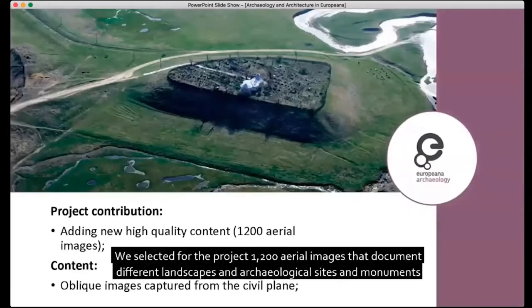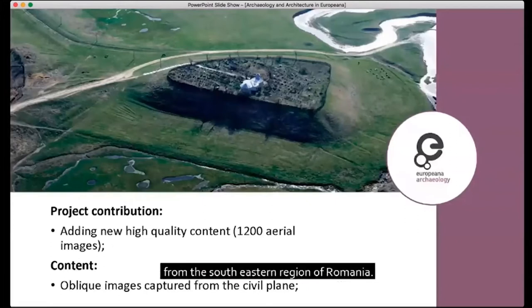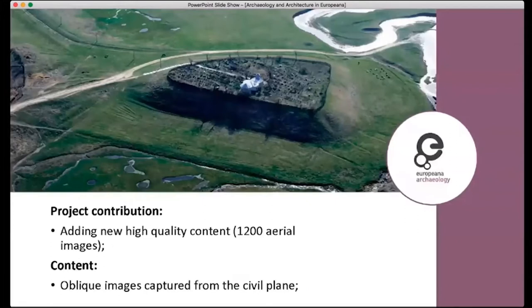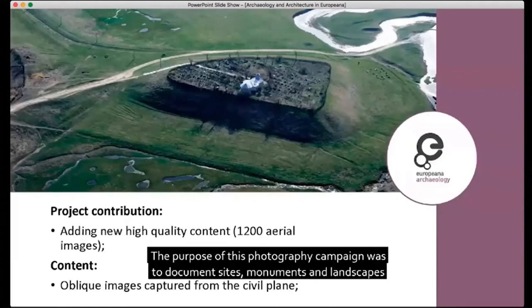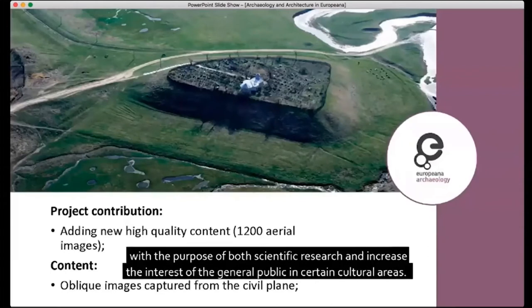We selected for the project 1,200 aerial images that document and illustrate landscapes, archaeological sites and monuments from the southeastern region of Romania. The purpose of this photography campaign was to document sites, monuments and landscapes with the purpose of both scientific research and to increase the interest of the general public in certain cultural areas.